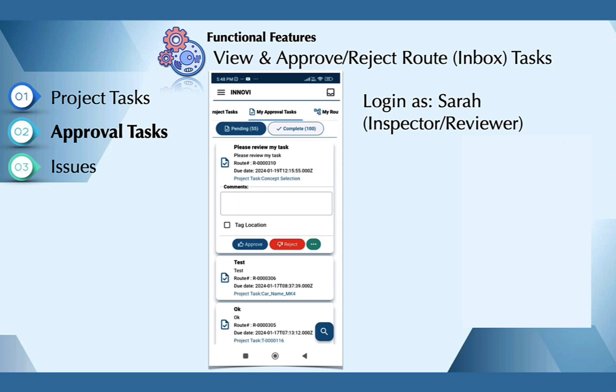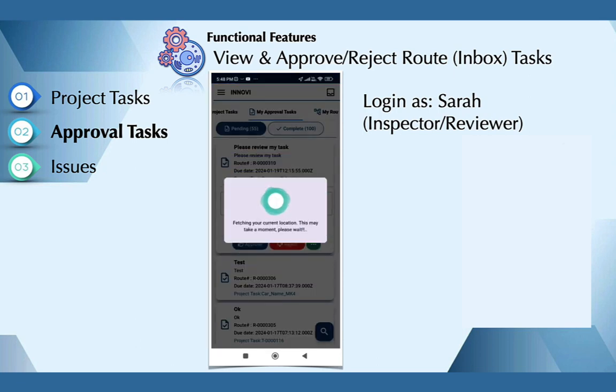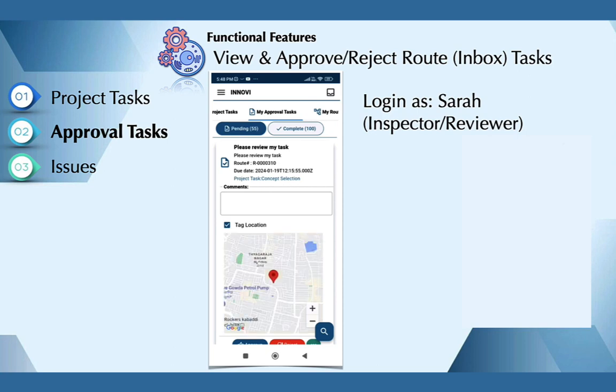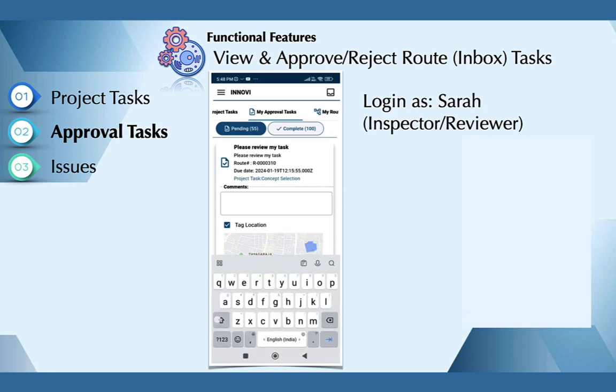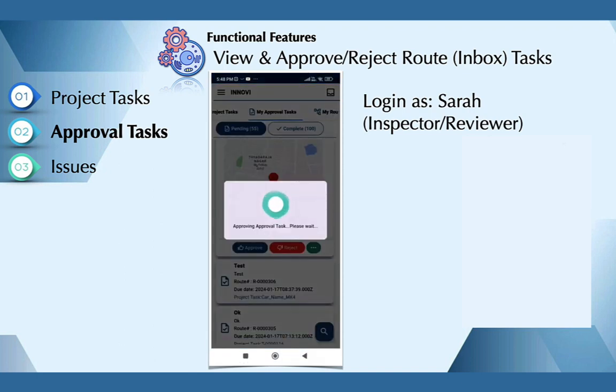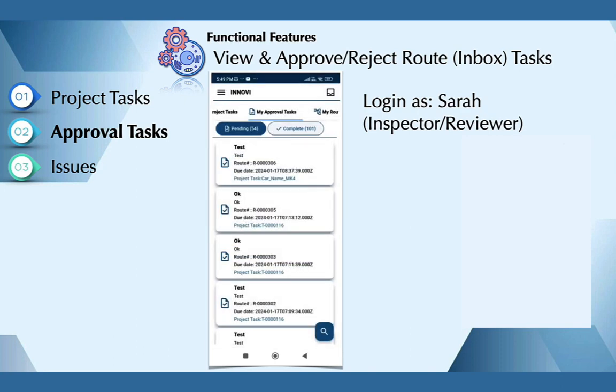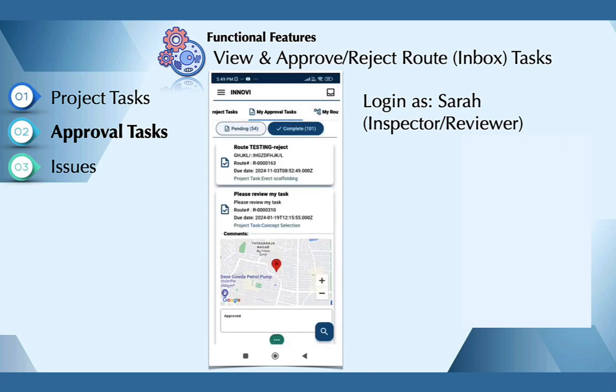When she is approving, is she in the correct location? That also can be recorded, which is another feature of leveraging the GPS from the mobile. And she can put her comments and click on the approve. So that is the easiest use case to approve the inbox task. So the route is approved now. So this is a straightforward positive use case.